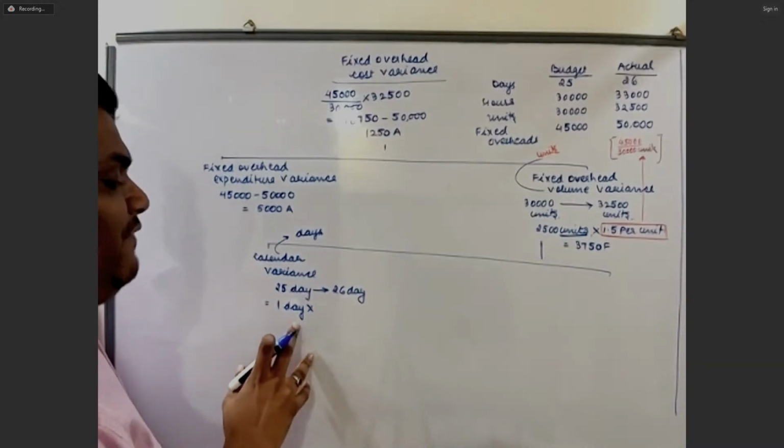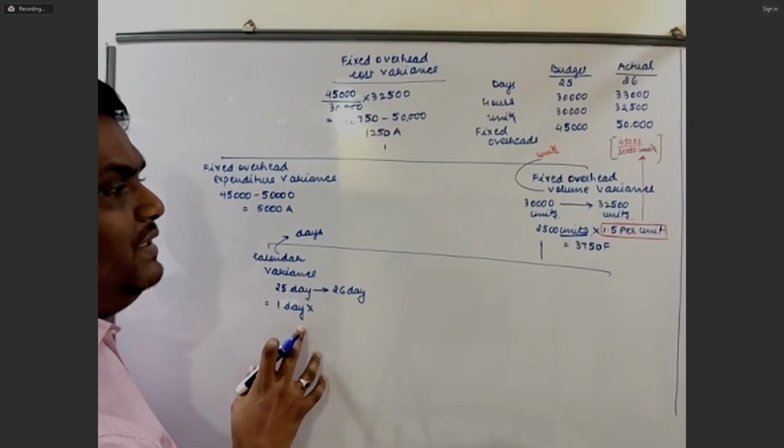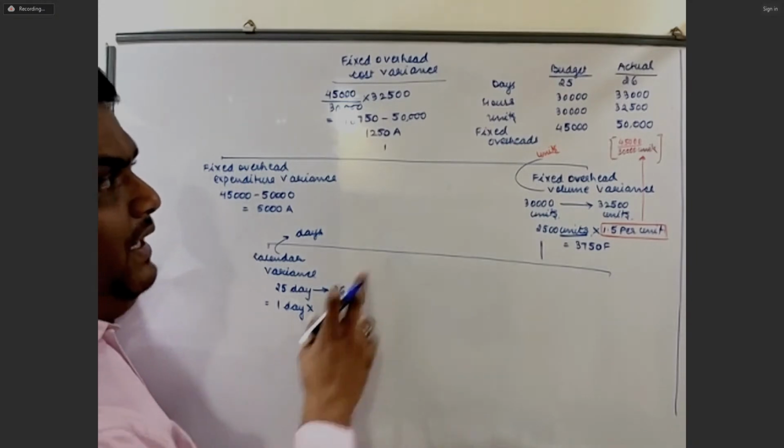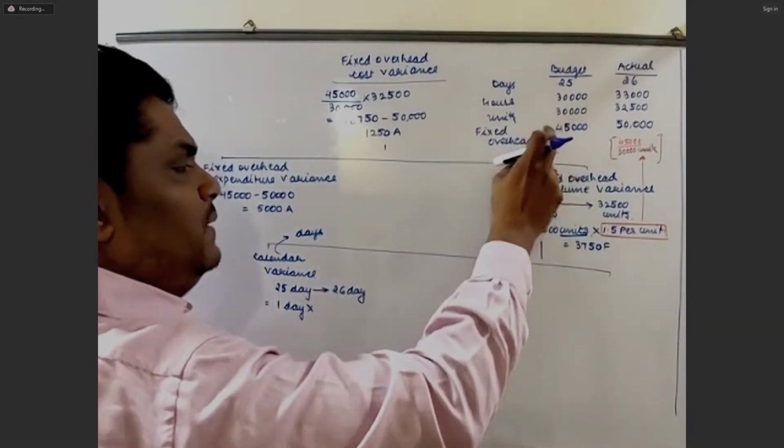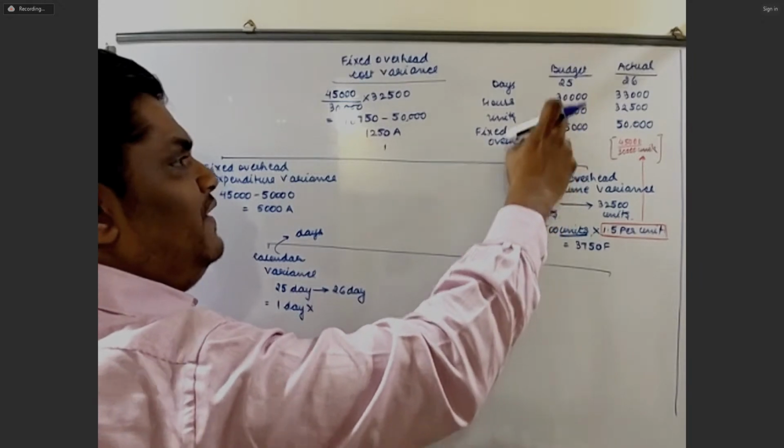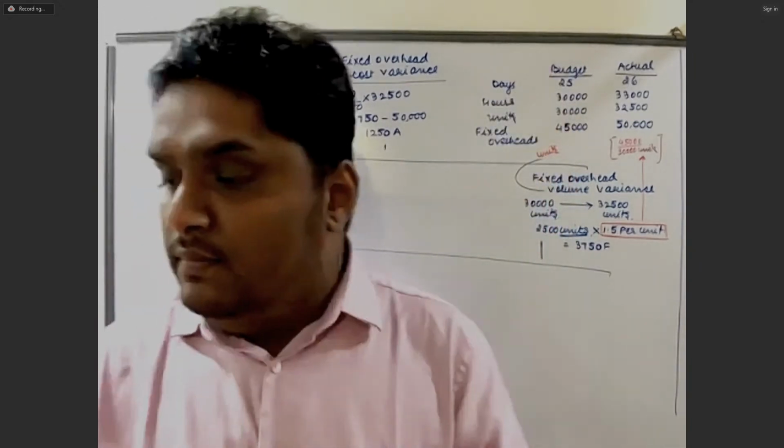Now, since we have calculated the days, we'll be using the rate per day. Again, the rate per day will be how much? The budgeted rate per day will be how much? 45,000 divided by 25.